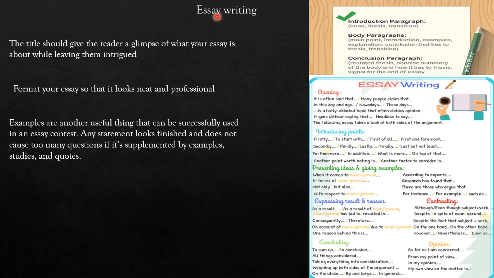The next is the essay writing competition. The title should be such that the reader should get a glimpse of what the essay is all about. So the introduction paragraph has the thesis, hook, and the transition. The body paragraphs must include explanation, transitions, examples, etc. Examples are very useful because they are able to make your content of essay. They act as a supplementary data.